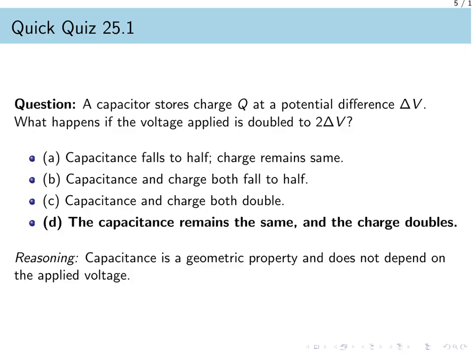Capacitance is a geometric property of the device itself, determined by the size, shape, and separation of the conductors. It does not change just because you change the battery. However, since capacitance is the ratio of charge to potential difference, doubling the voltage must result in doubling the stored charge to keep that ratio constant.